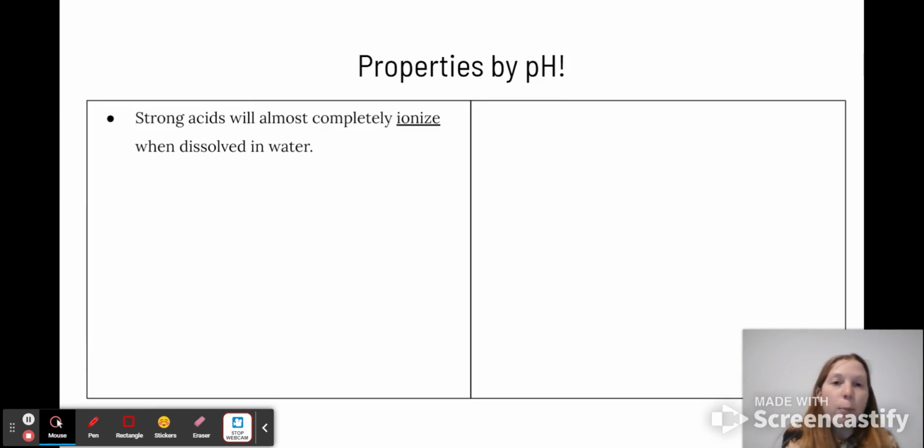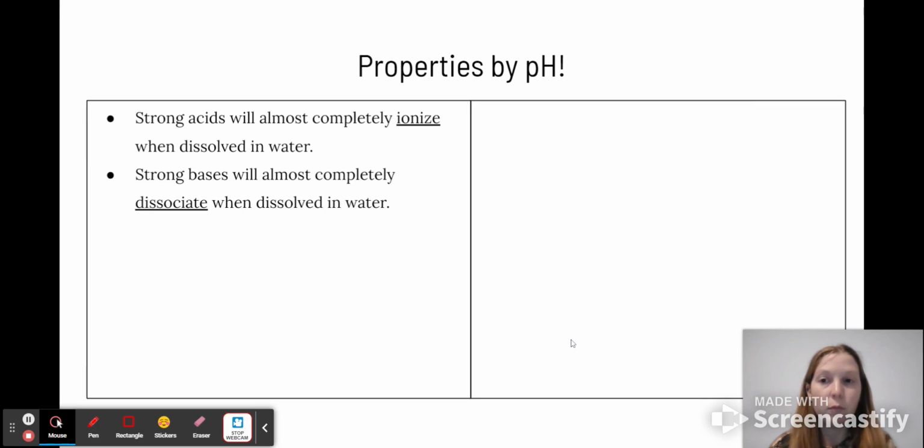We can look at certain properties based on the pH of a solution. Strong acids, for instance, will completely ionize when dissolved in water. So that means you're going to completely break apart. HCl is a strong acid, which means for every molecule of HCl you put in, it will break up into H plus and Cl minus. Every time, you're not going to have any left over. Strong bases will completely dissociate in water. So for every formula unit of NaOH, you get an Na plus and an OH minus. None of them stay together.